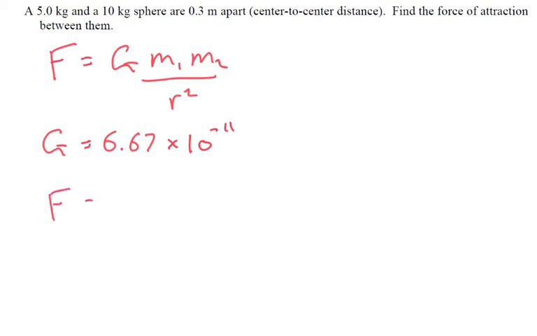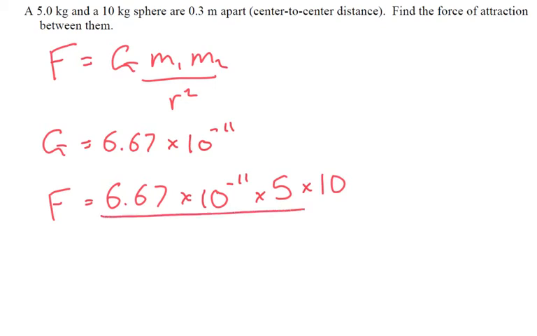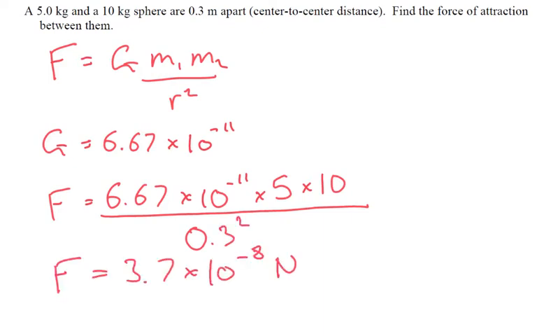So F is equal to 6.67 times 10 to the minus 11 times m1. Well, let's make that 5. And we'll also make m2 equal to 10. And then we're going to divide that by the distance between them and square it. So 0.3 squared. And when I put it all in my calculator, I get a final answer of 3.7 times 10 to the minus 8 newtons.